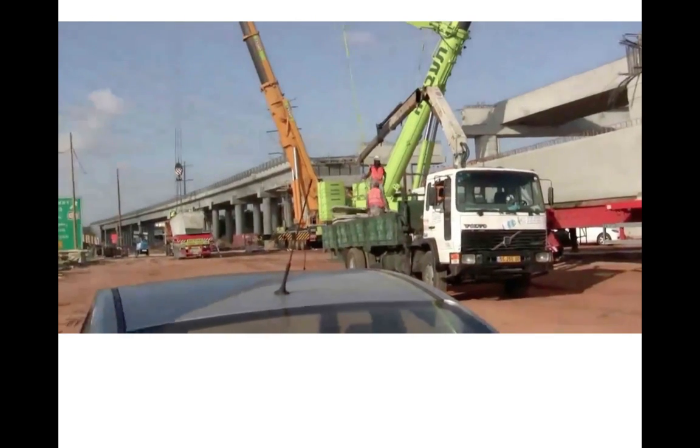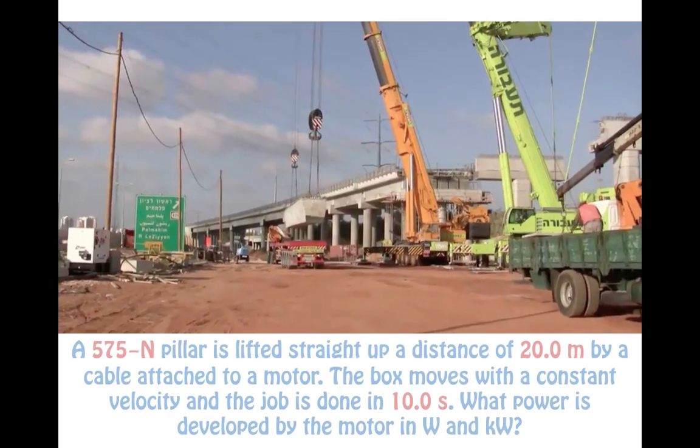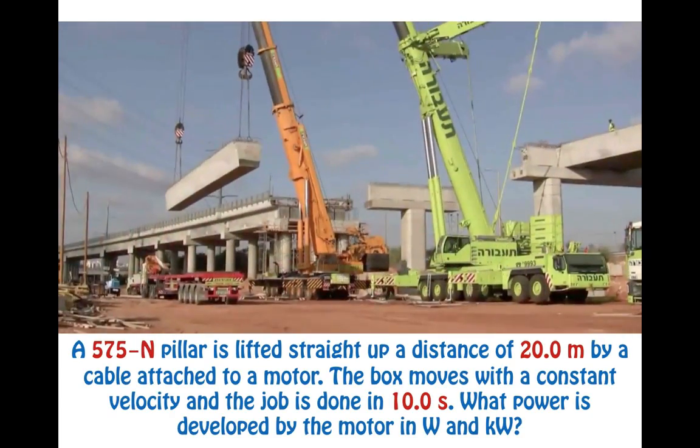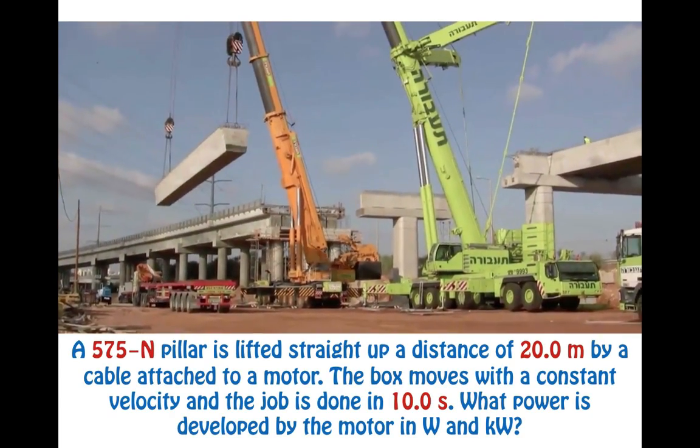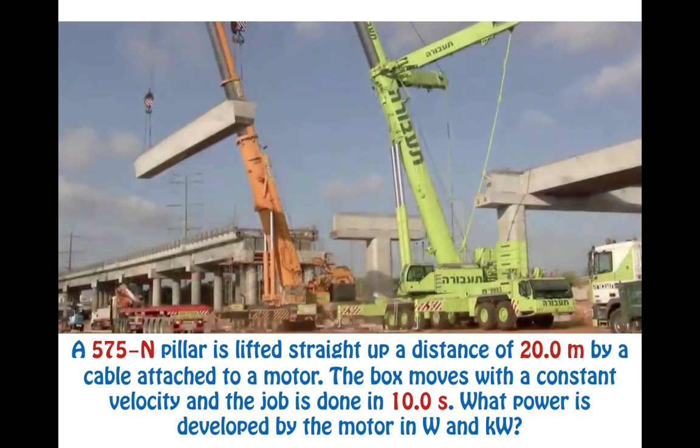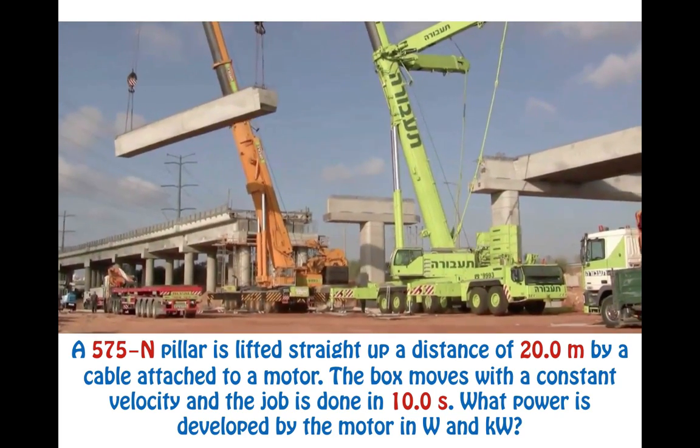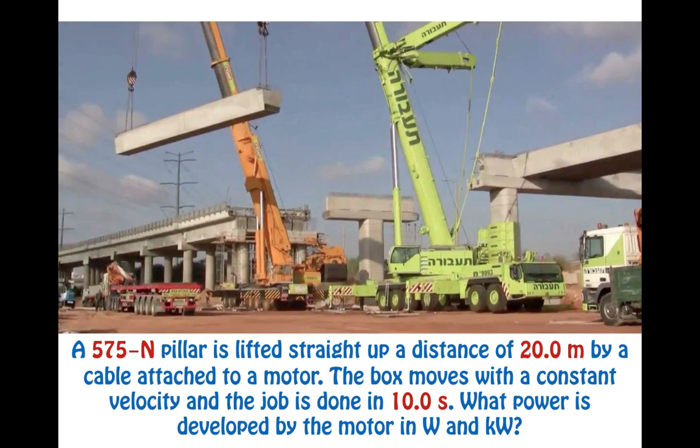Alright, so let's take a look at a problem that you'll see in your book. You have a 575 newton pillar. It is being lifted straight up a distance of 20 meters by a cable attached to a motor. So I have a force and I have a distance, and the box moves with a constant velocity, and the job is done in 10 seconds. So there's my T. What is the power that is developed by the motor in watts?